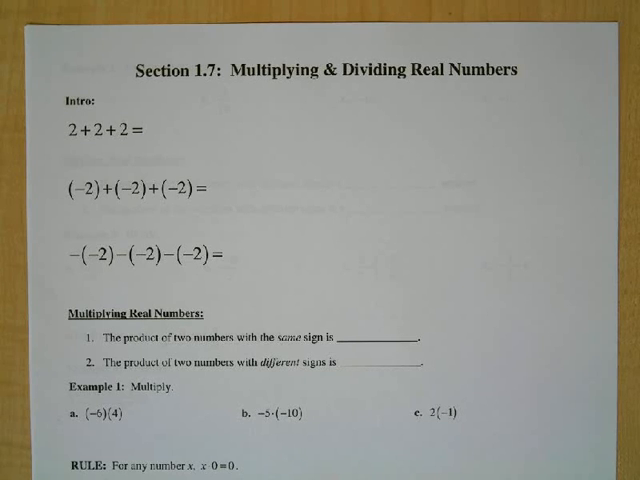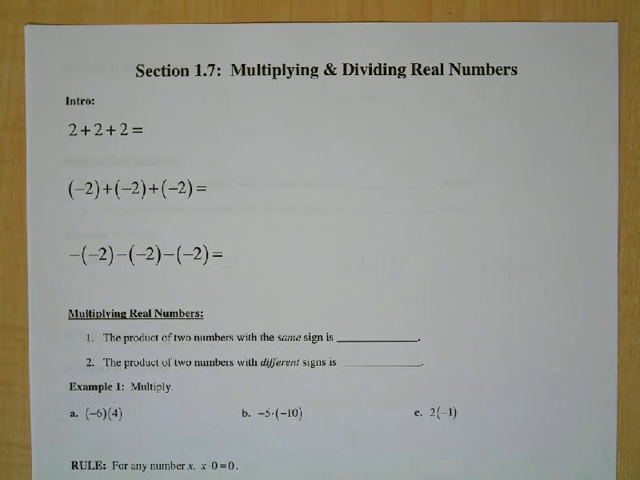So the last section of Unit 1 is going to be multiplying and dividing real numbers. We already talked about how to add and subtract real numbers, looking at both the positives and the negatives. Now we're going to look at multiplying and dividing them, so really this is again a focus on the signs and things like that.